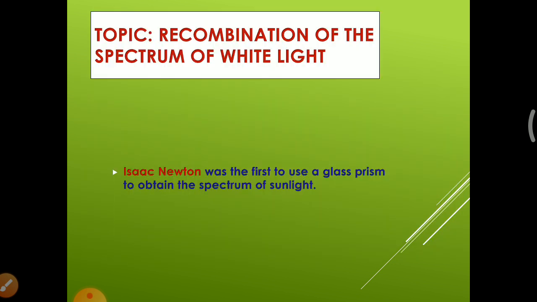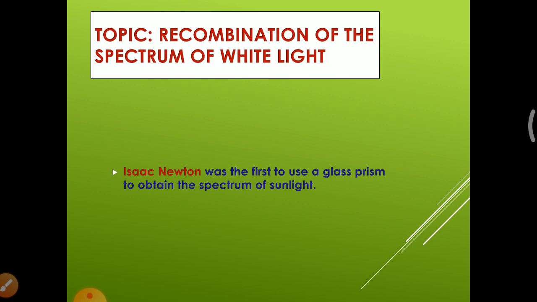The next one, recombination of the spectrum of white light. Isaac Newton was the first to use a glass prism to obtain the spectrum of sunlight. What is meant by recombination of the spectrum of white light? When I combine the 7 colors, I get the white light. When white light falls on the prism, it is dispersed into 7 colors, the same as when the 7 colors are combined, it gives white light. This recombination of the spectrum of white light was discovered by the scientist Isaac Newton.